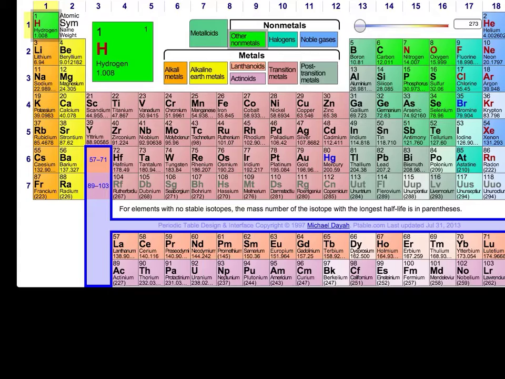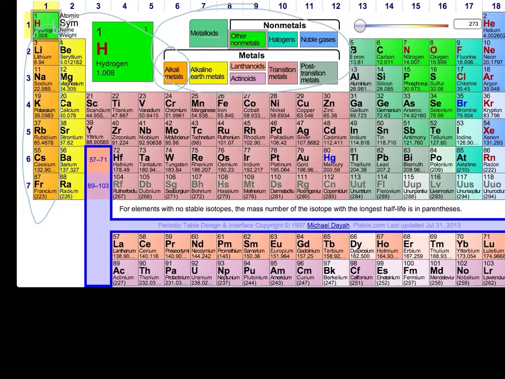Here is the periodic table, and I want you to notice that here is the key for this periodic table. And we're going to use this color code to talk about what's in front of you here. For example, this orange represents this orange here. Alkali metals. All of these elements are considered what are called alkali metals.